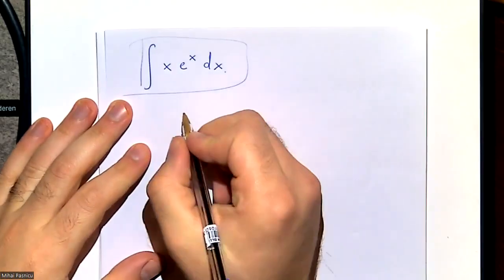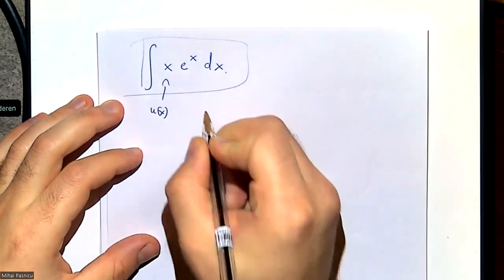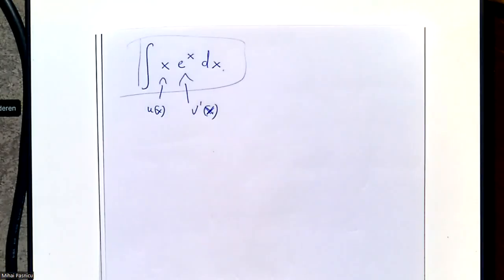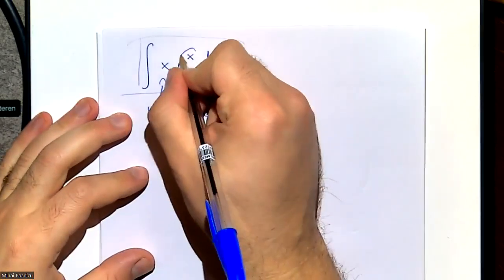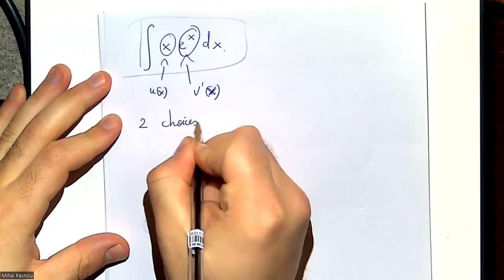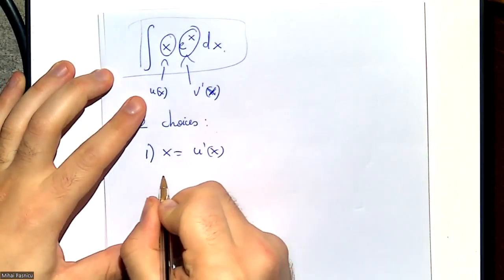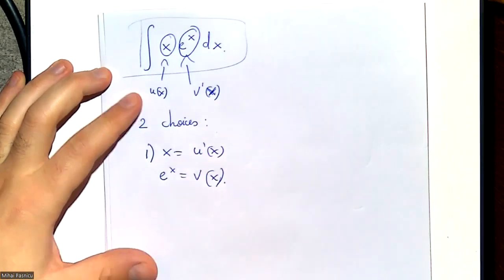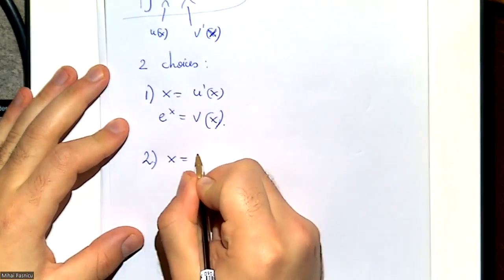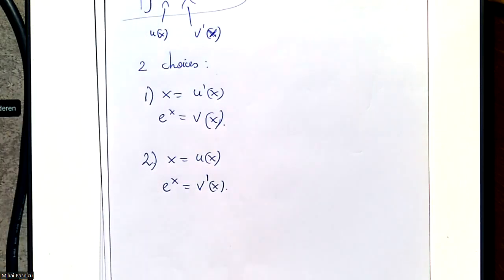In this case, let's say this is my u(x), and this is my v'(x). Again, there are two choices. Choice number one is I take x as u'(x), and I take e^x as v(x). The second one is I take x to be u(x) and e^x to be v'(x). Does everyone understand why I have these two choices?